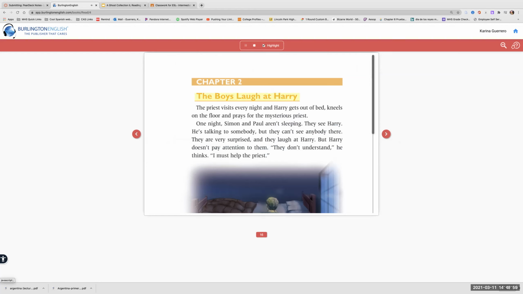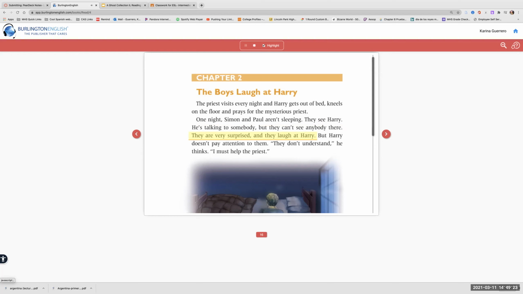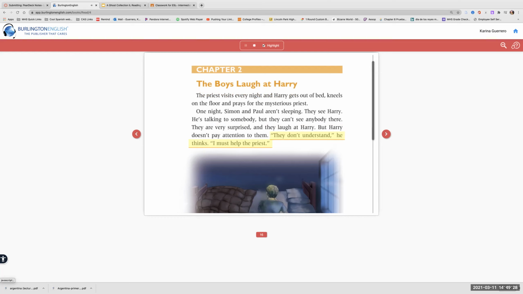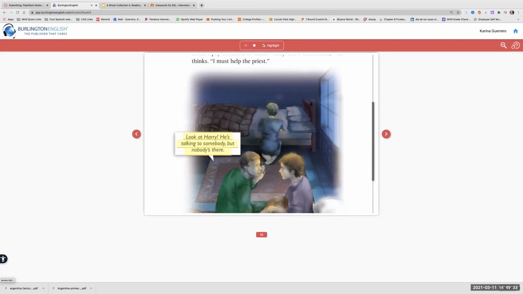The boys laugh at Harry. The priest visits every night, and Harry gets out of bed, kneels on the floor, and prays for the mysterious priest. One night, Simon and Paul aren't sleeping. They see Harry. He's talking to somebody, but they can't see anybody there. They are very surprised, and they laugh at Harry. But Harry doesn't pay attention to them. They don't understand, he thinks. I must help the priest. Look at Harry. He's talking to somebody, but nobody's there, Paul says.